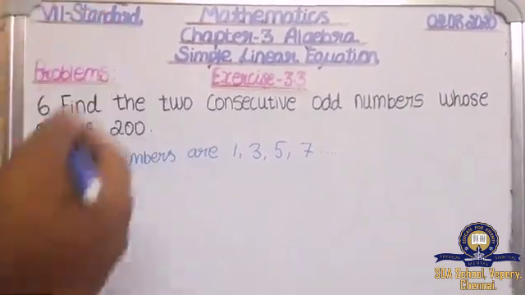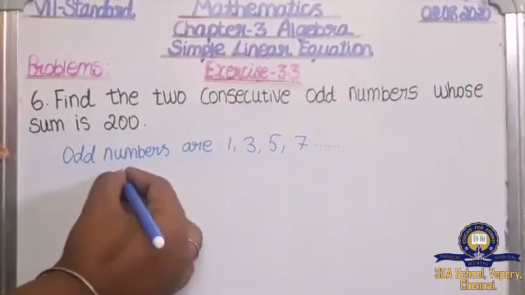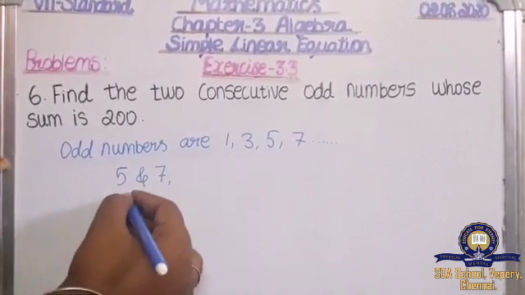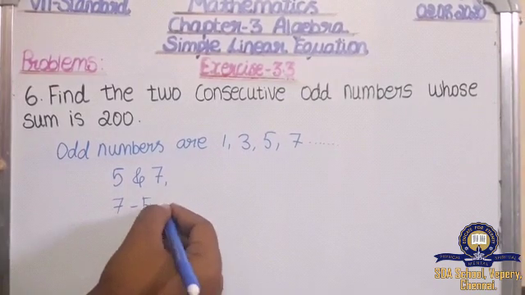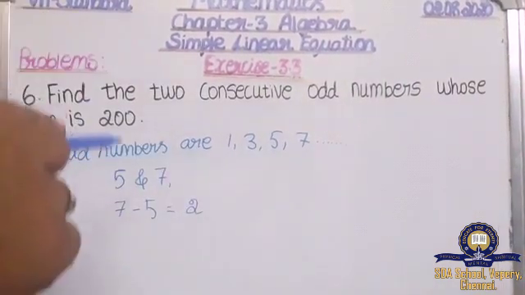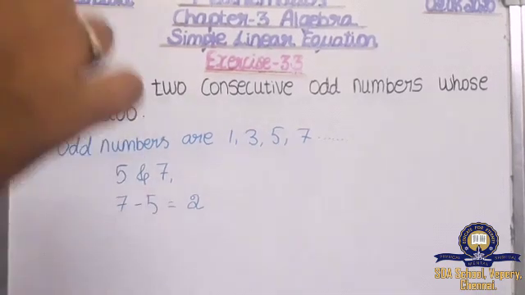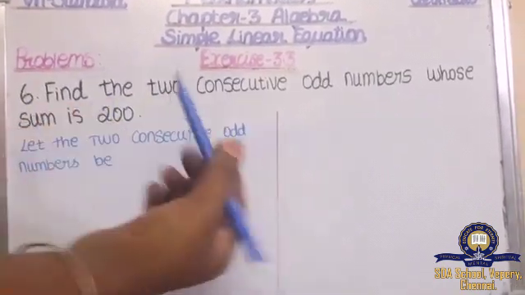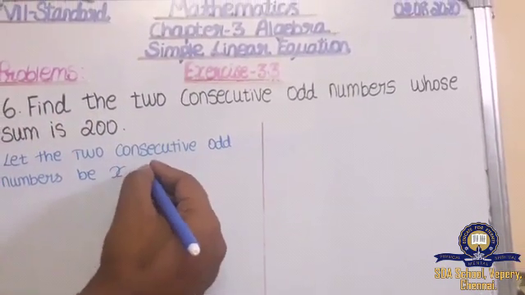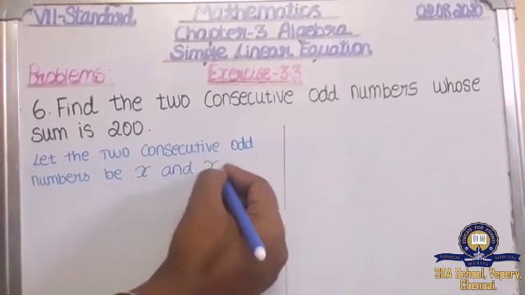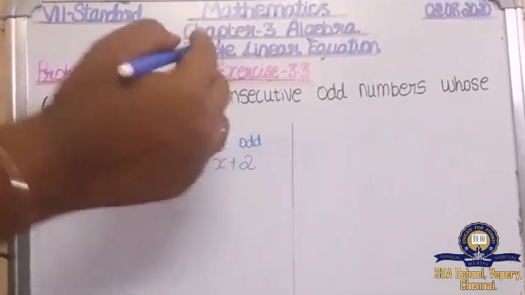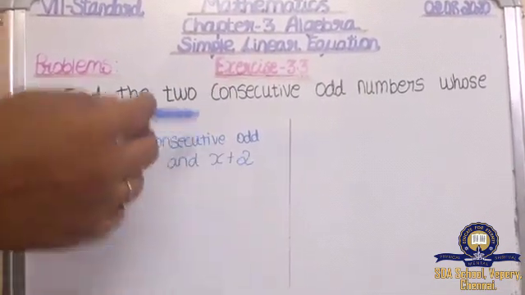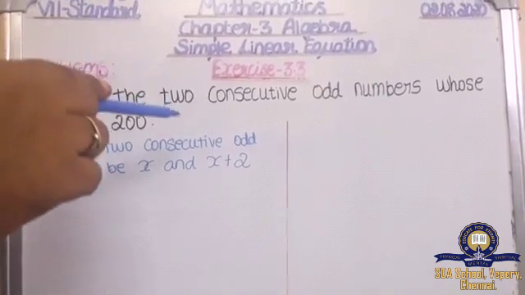So we take any two odd numbers. Here I take 5 and 7. Now subtract these two values: 7 minus 5, we get 2. So the difference between each odd number is 2. So here we take the two consecutive odd numbers to be x and x plus 2. We don't know the value of x, and why do we have 2 here? Because the difference between the odd numbers is 2.